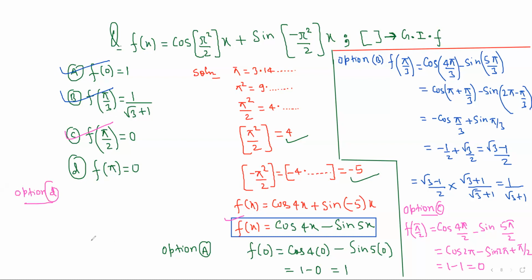Last is option number D. This is the f(x), so f(π) is cos 4π minus sine 5π. Cos 4π is 1 and sine 5π is 0. 1 minus 0 is equal to 1. So this option is incorrect. So beta, in this multiple choice question, 3 options will be correct and 1 is incorrect.